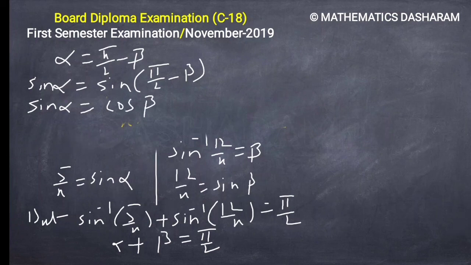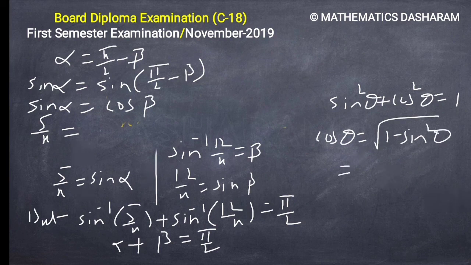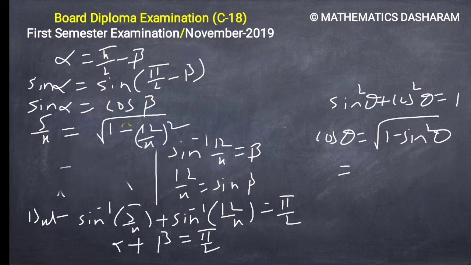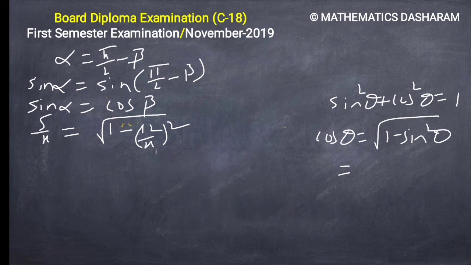Now sine alpha equals to 5 by x, cos beta. So here sine square theta plus cos square theta equals to 1. So then cos theta equals to under root 1 minus sine square theta. So here also under root 1 minus 12 by x whole square. So from this we have to find out the x value.